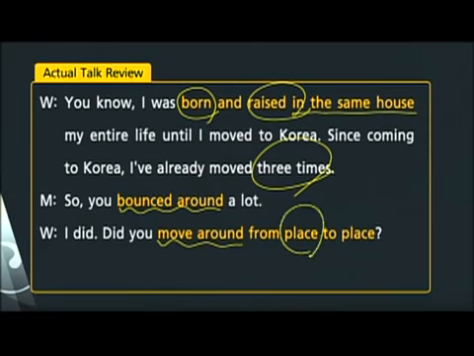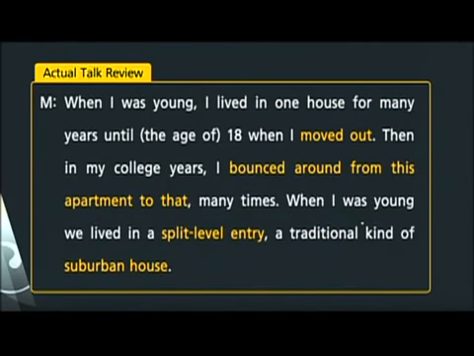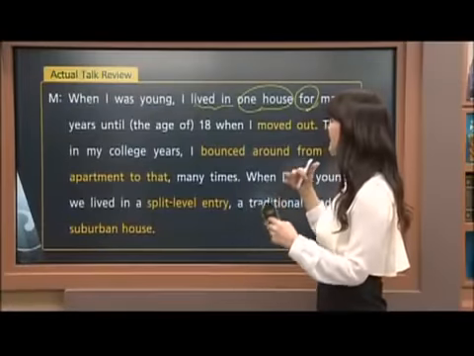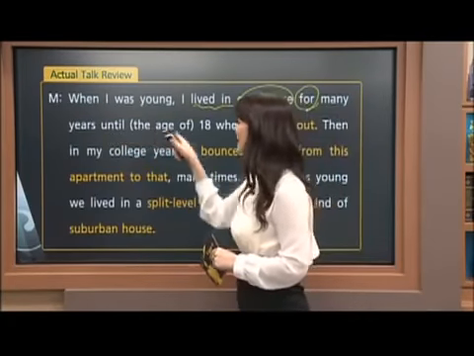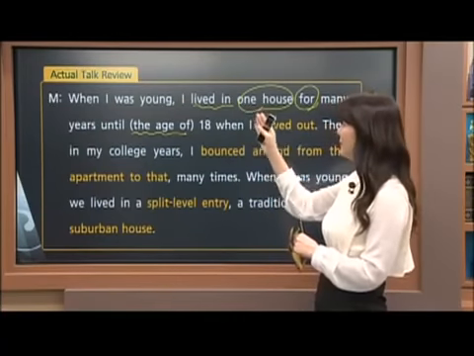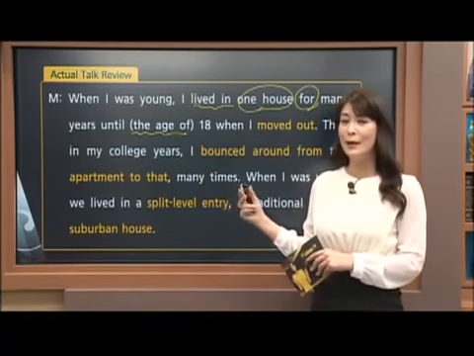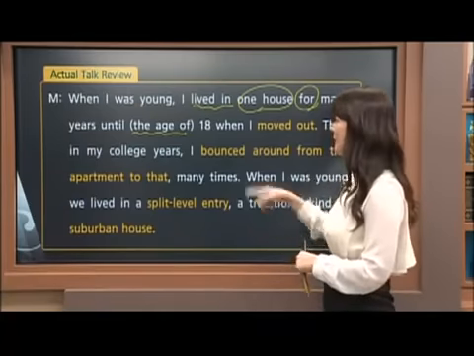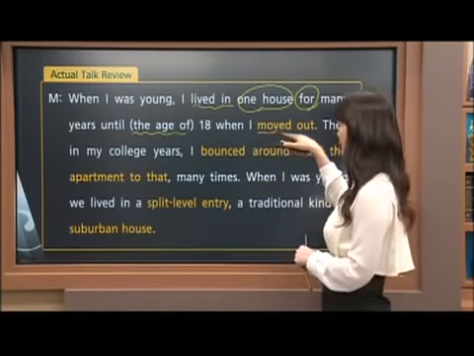All right, keep this in mind, from place to place, from A to B, right? So she's asking, did you move around? Did you move from one place to another? And Peter says, when he was young, I lived in one house for many years until 18. So let's take a look. Live in one place for how long? Now he's saying that he's lived in one house until 18, but I did add that for you to help you understand. Of course, Peter did say, I lived in one house for many years until 18, meaning until the age of 18.